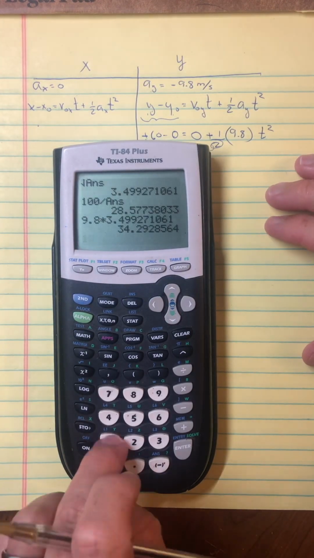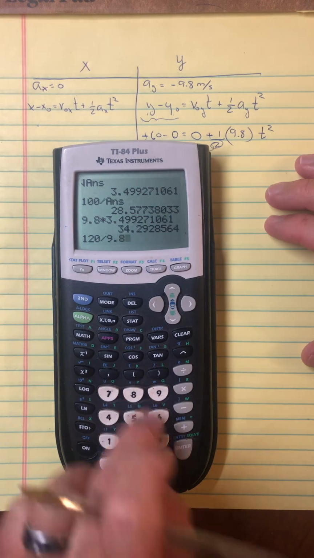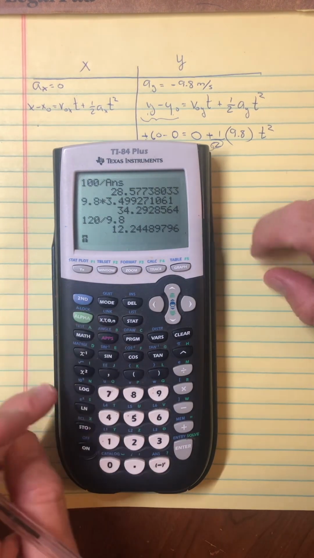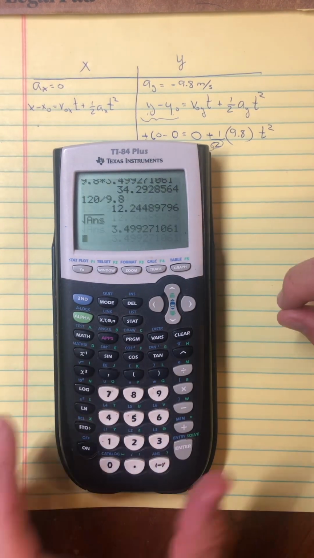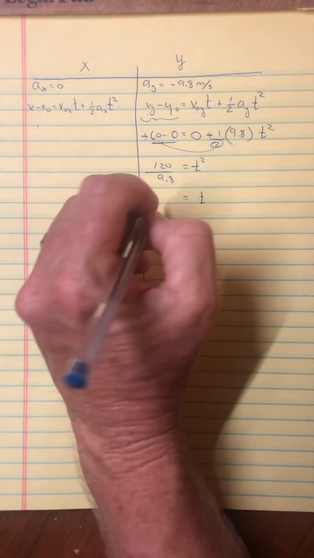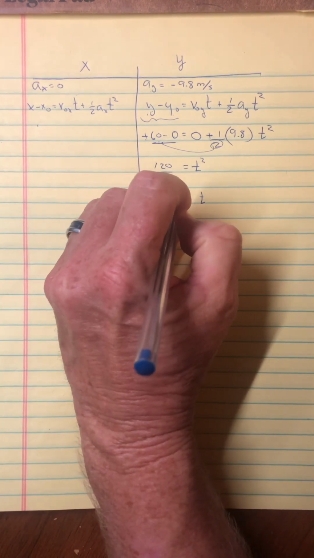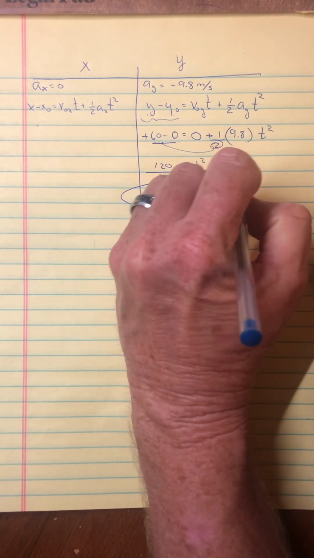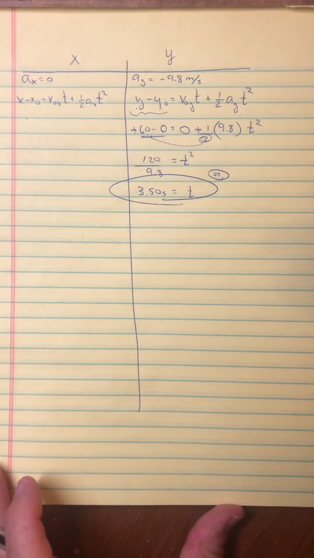So grabbing my calculator, I have 120. I divide it by 9.8. That's the time squared, taking the square root of all that, and I get about 3.5 seconds. So 3.50 seconds is the answer to A. How much time did it spend in the air?